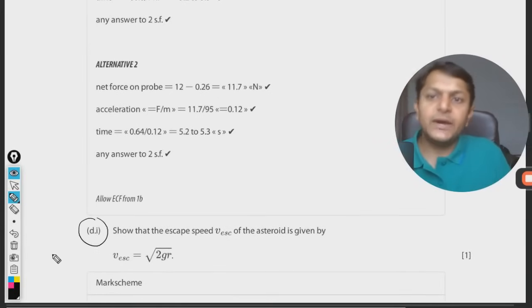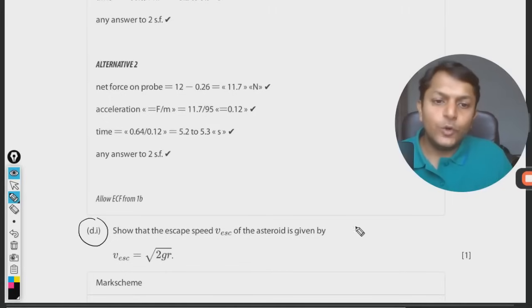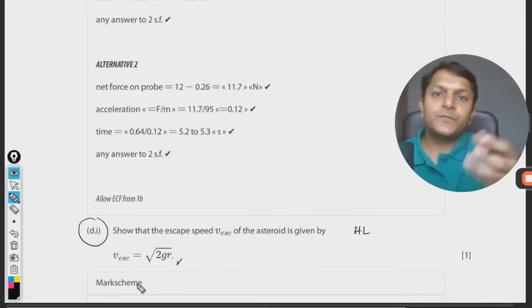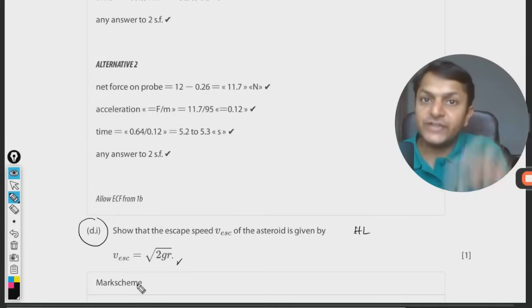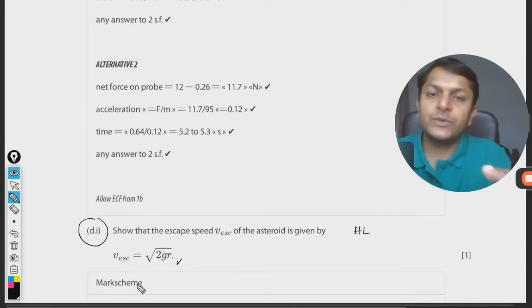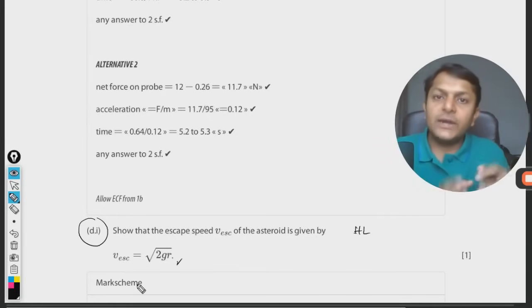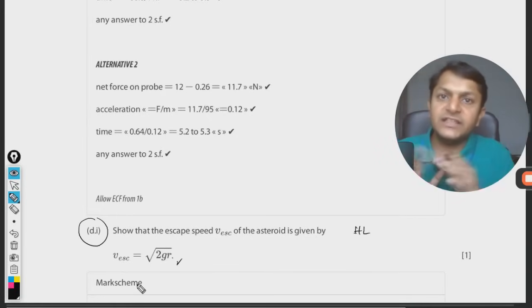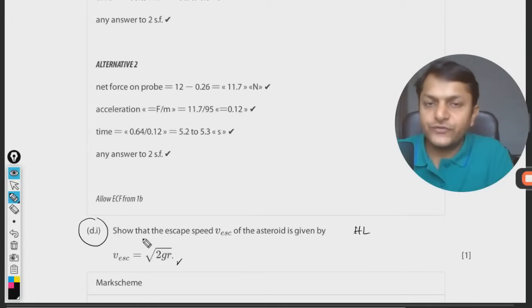Okay, so this D part now. D part is only for HL students because this is about the escape speed. Escape speed actually incorporates the concept of potential energy, which is not part of the SL syllabus, and that is why escape speed is also not in the SL syllabus. So this D part is only for HL. By the way, the same question that we are doing was present in the SL question paper also and in the HL question paper also, but in HL it had a D part. In SL there was no D part. That was the only difference. Okay, so I have chosen to do the HL question for you, so SL students can ignore part D.